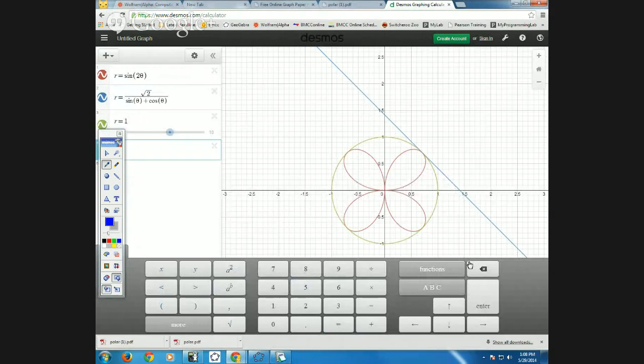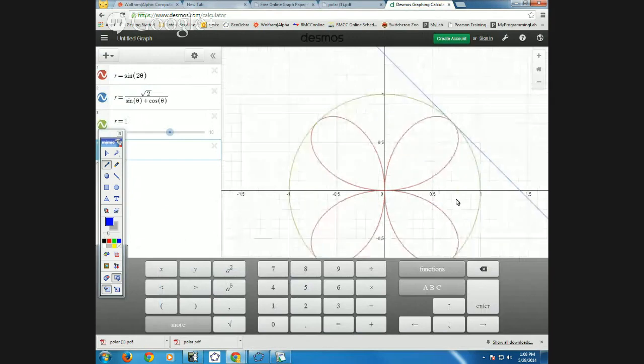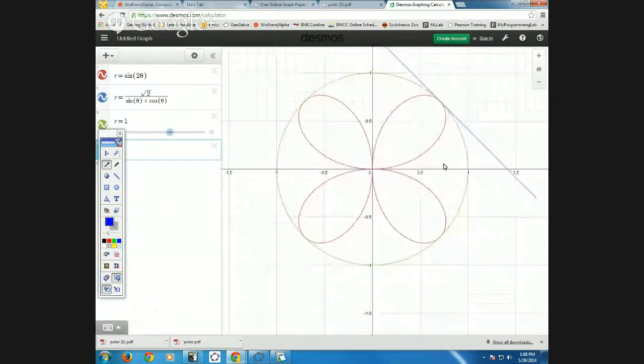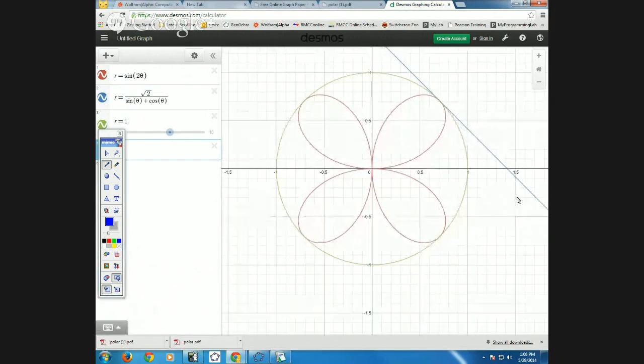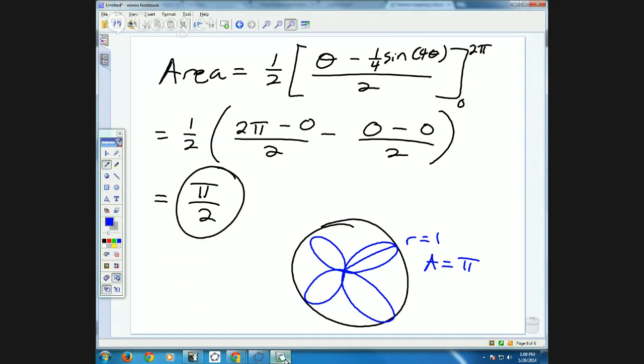Is sine negative? So check it out. Can you see the green circle on there? Yeah, around. So would you buy that the red thing takes up half the area inside the circle? Yes, I would agree. It's pretty darn close to half of it. That's kind of cool. I want to steal that into my notebook. That's a pretty graph, isn't it?